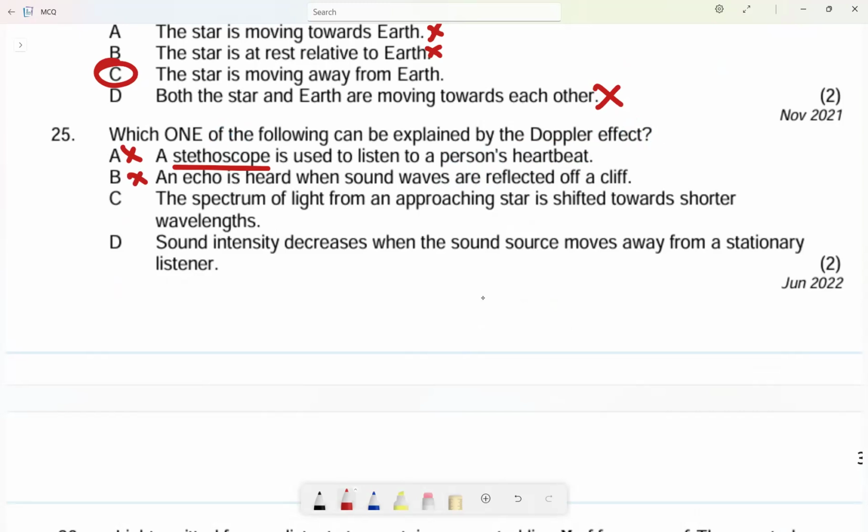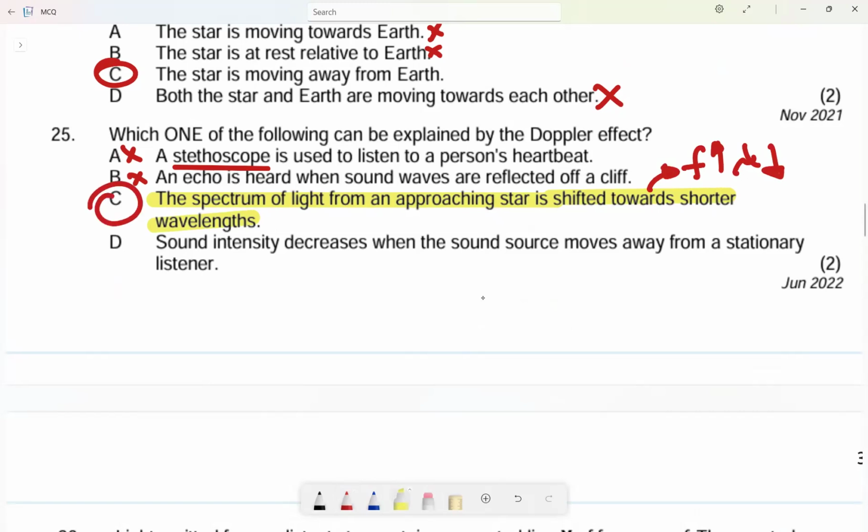The spectrum of light from an approaching star. If it is an approaching star, it is moving towards the blue shift. We know the frequency will be higher, but the wavelength will be shorter, so it's shifted towards the shorter wavelength. Very, very true. If it is approaching, the frequency will be higher and the wavelength will be shorter. We've been repeating this. The most correct answer is C.